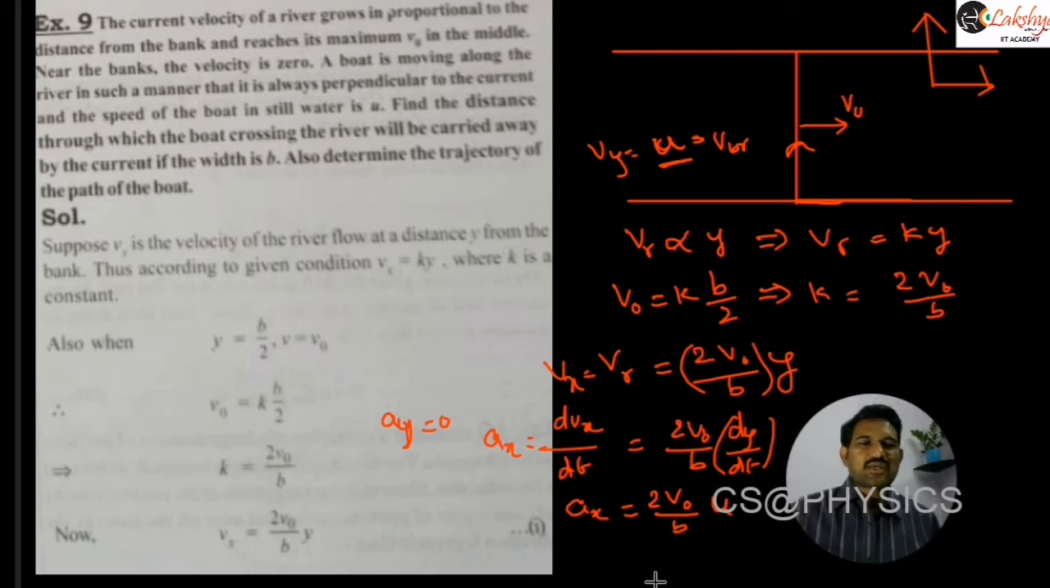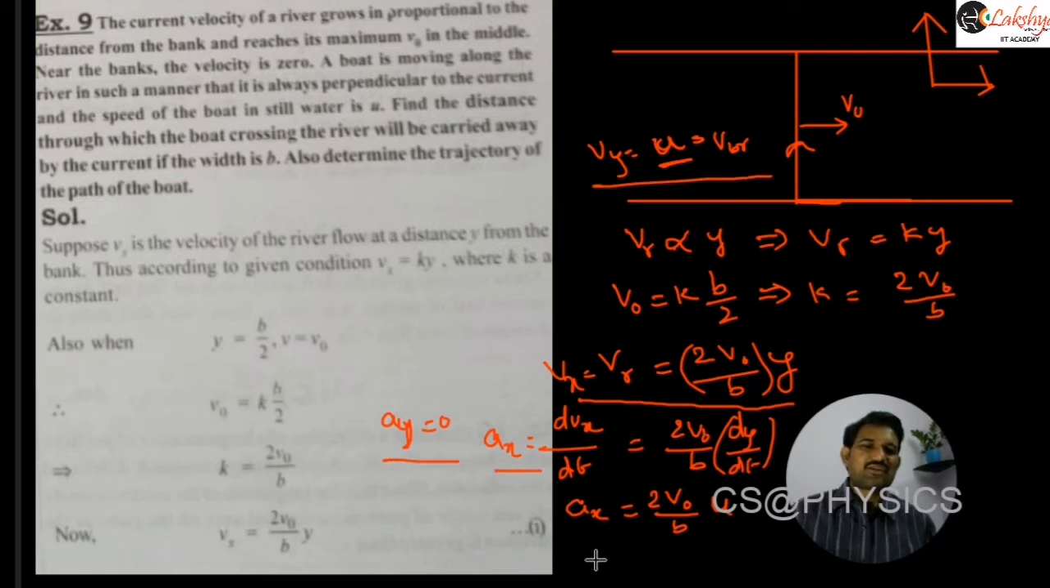So it is a constant acceleration, which means you can use the kinematic equations if required. After calculating the velocity, up to now we calculated the velocity component along the x direction, the velocity component along the y direction, and then the acceleration along the x-axis and y-axis, right?